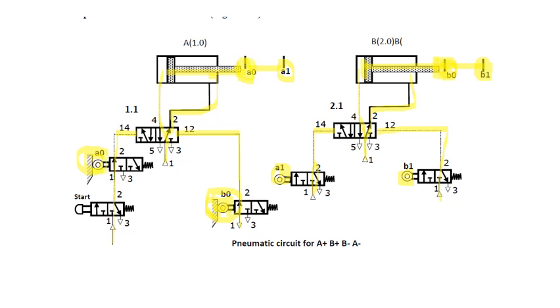A0 is in the on condition, but the start button is in the off condition. So this completes one cycle, and it will stop until the next signal is generated. This is how the sequence takes place.